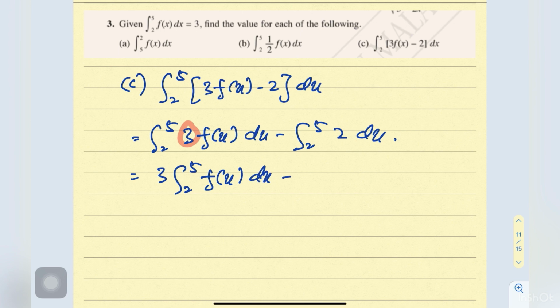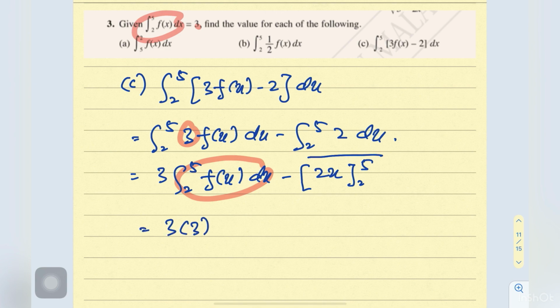Okay, then this one we integrate. The integral of the number becomes 2x, from 2 to 5. Okay, so the value of all this equals 3. So here 3 times 3 minus, substitute the upper limit, so 2 times 5 minus 2 times 2. Okay, so 9 minus 10 plus 4, which equals 3.